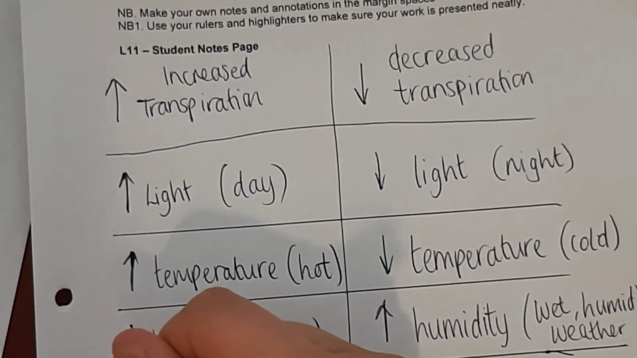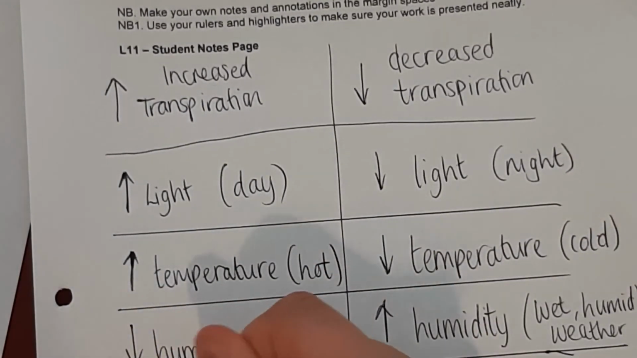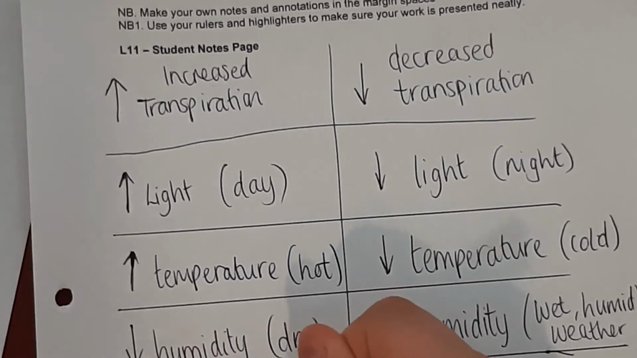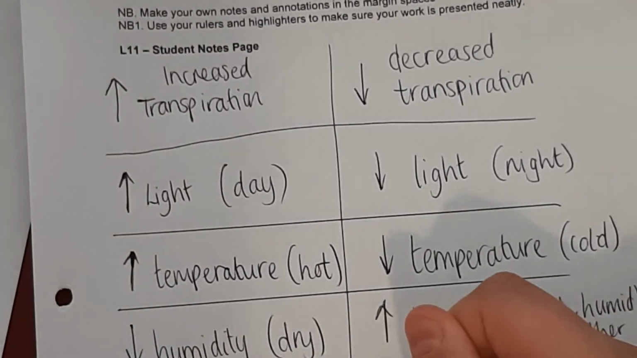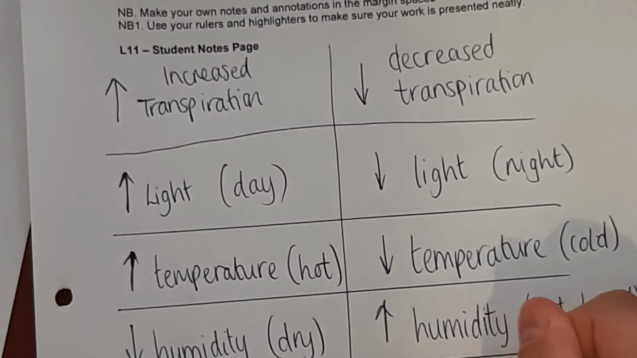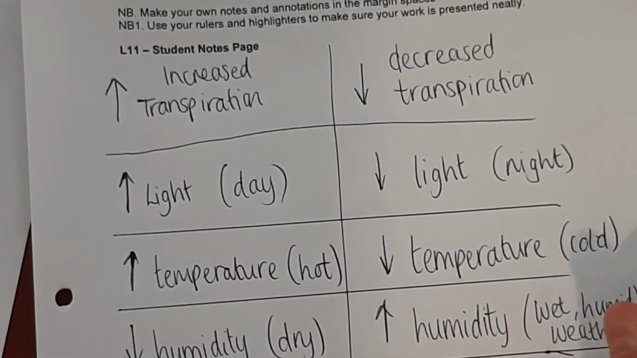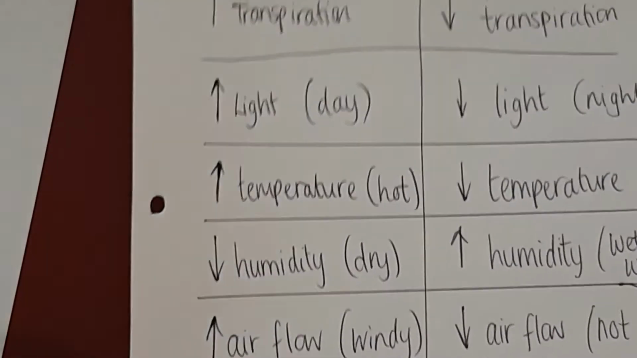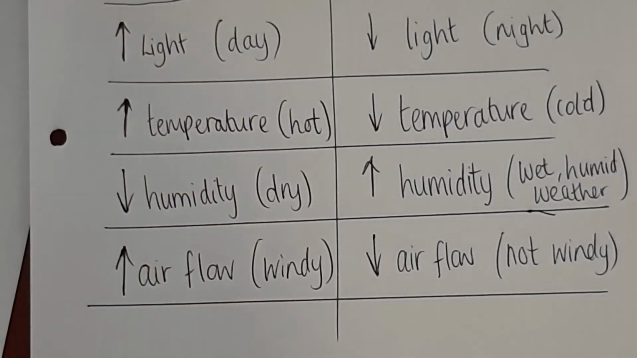And lastly, this time using a decent sized ruler, we're going to have airflow. So increased airflow, windy, for increased transpiration. And for decreased transpiration, we're going to have less airflow. So less airflow, not windy. So we could say that for increased transpiration, we're going to want a hot, dry, windy day. For decreased transpiration, we're going to want a cold, humid, wet, not windy night.